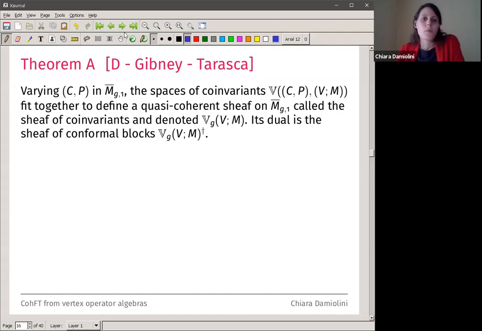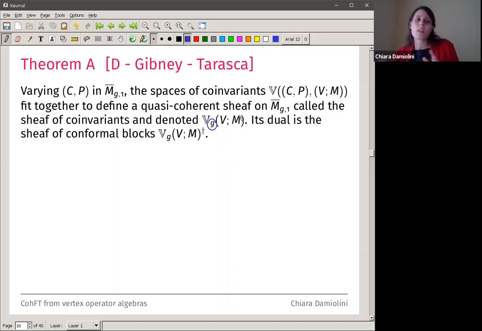And so one of the first results with my co-authors is that this can also be done with nodal curves. Of course, the point P is always smooth. So every time you have marked points, they're always smooth, though you might have nodes somewhere else. And we can do this construction not only for a curve, but for a family of curves. Everything works nicely. And this defines a quasi-coherent sheaf on the moduli space of curves of genus g with one marked point. This sheaf we call the sheaf of coinvariants, and we denote it with the g, which emphasizes the genus of the curve. And the dual is the sheaf of conformal blocks.